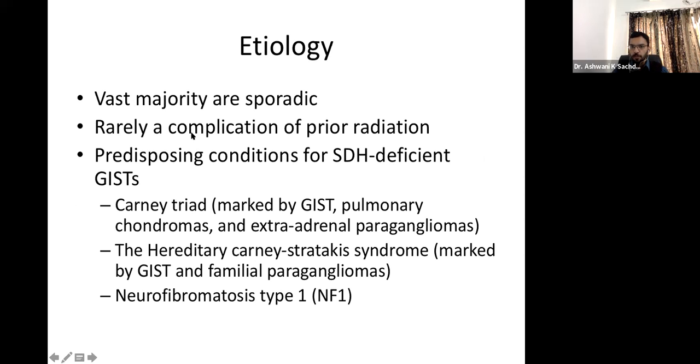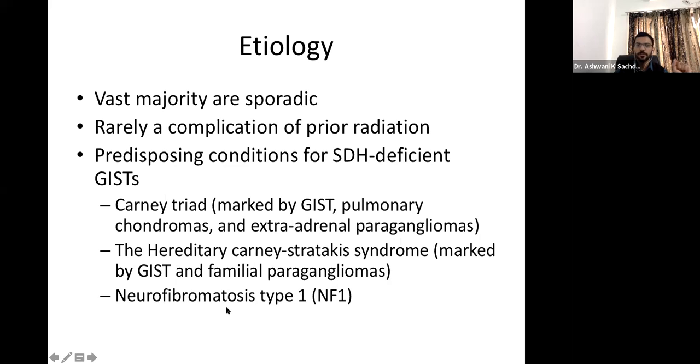The vast majority are sporadic, and there is no likely risk factor for this, but in some cases prior radiation has been found to be a risk factor for GIST, and various predisposing conditions for SDH, succinate dehydrogenase deficient GIST, are associated with the syndromes of Carney triad. They are marked by GIST, pulmonary chondroma, and extraadrenal paraganglioma. Another syndrome associated is hereditary Carney-Stratakis syndrome. It is associated with GIST and familial paragangliomas.